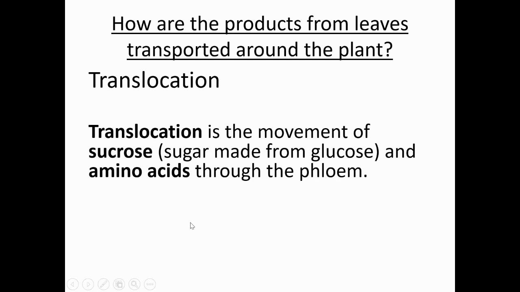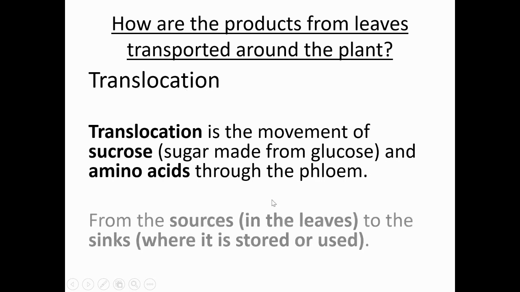The other thing that it transports is amino acids. Some of you might know that amino acids are the building blocks for proteins. Living things, especially plants and animals, are made of proteins and so require amino acids when they grow. So when there's growth, plants need sugar and amino acids. These are made in the leaves and are transported by translocation through the phloem.